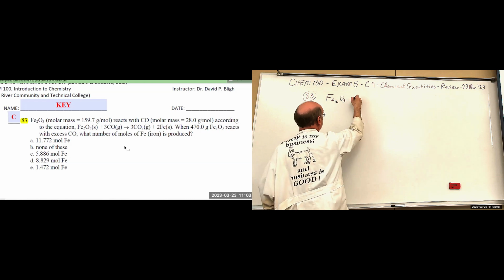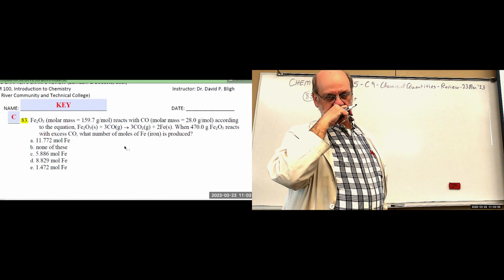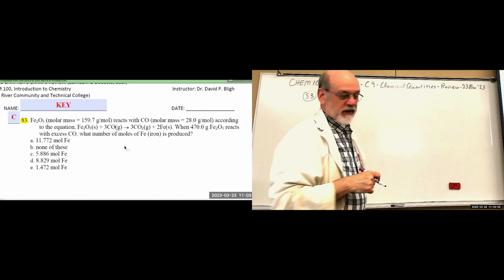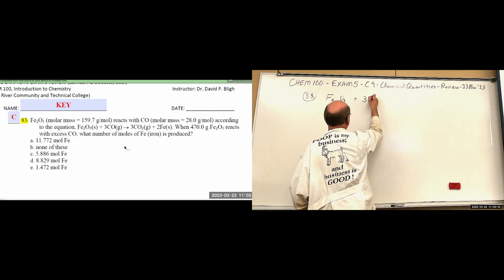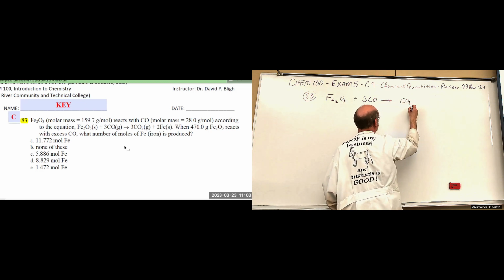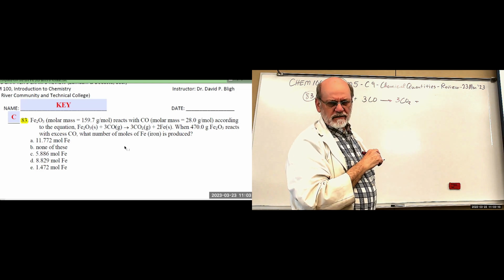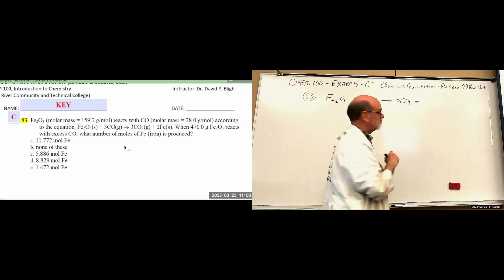Now that's an actual compound. We can name that one. That's iron(III) oxide. It reacts with carbon monoxide to produce carbon dioxide plus what? Plus iron.